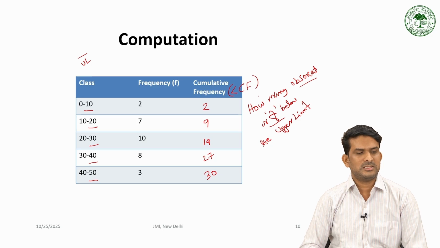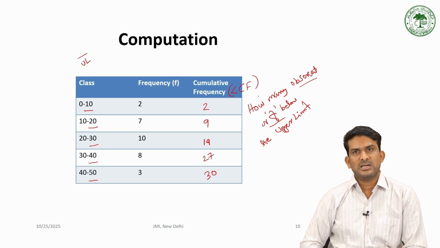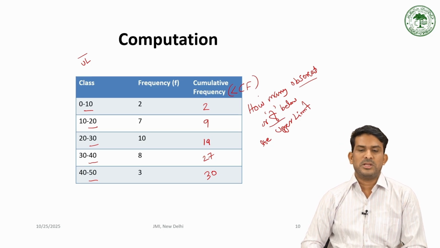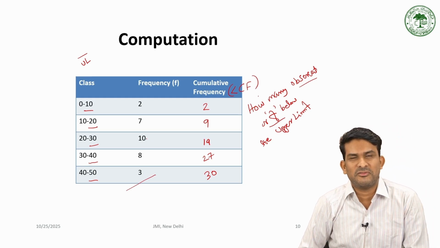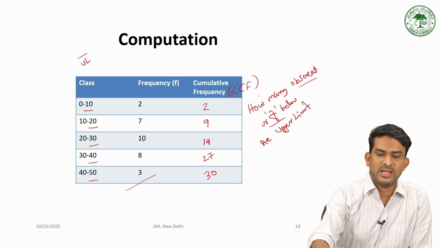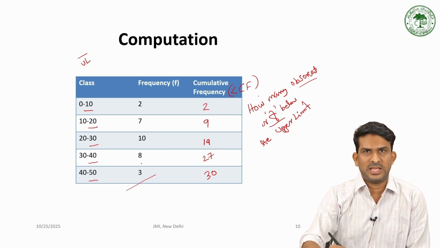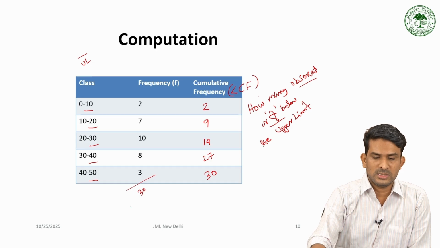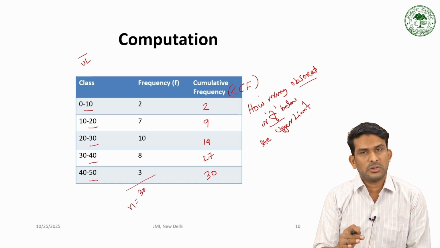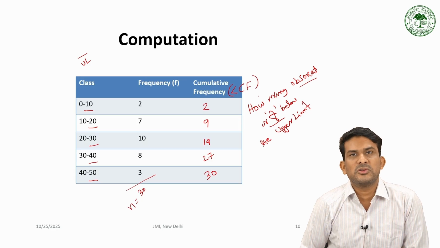What is this 30 actually? It is the total frequency. I can go for the total frequency as well: 2 plus 7, 9, 9 plus 10, 19, 19 plus 8, 27, 27 plus 3, 30. This is n actually. So the total will be the cumulative frequency of the last class.